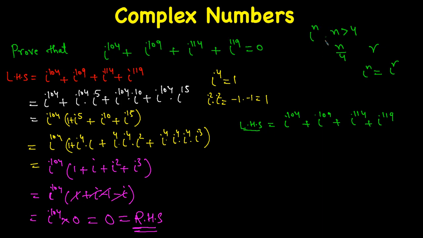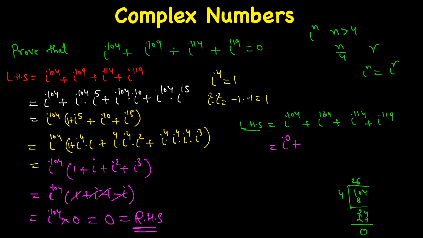I'm going to use the method where n is greater than 4, so divide this by 4. 104 divided by 4 gives me 4 times 2 is 8, 4 times 6 is 24. So the remainder in this case is 0. So iota raised to power 104 can be written as iota raised to power the remainder, which is 0.